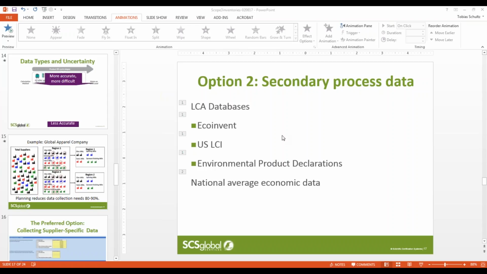US LCI is a freely available one. It has a lot of data specific to the United States. However, it's much less comprehensive, and I'd also say much less transparent in its documentation. EcoInvent has a tremendous amount of documentation on data quality, which is another reason that it's very useful. So those are the databases. In terms of environmental product declarations, these can be useful, particularly if you have a specific supplier that has published an EPD, because that basically is published formal LCA results. So those are a great option if they fit properly into your inventory.